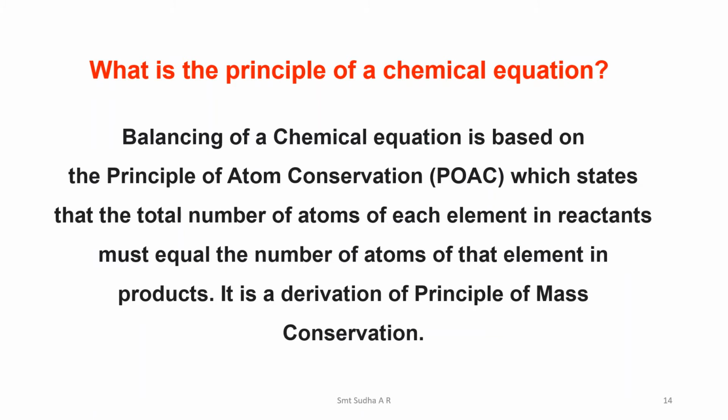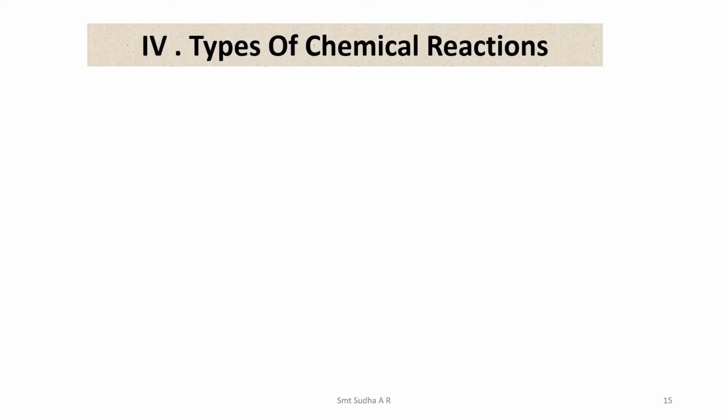Balancing of a chemical equation is based on the principle of atom conservation, POAC, principle of atom conservation, which states the total number of atoms of each element in reactants must equal the number of atoms of that element in products. It is the derivation of the law of conservation. This is the principle that we can see while writing the balanced chemical equation. So after knowing this, let us discuss the types of chemical reactions.